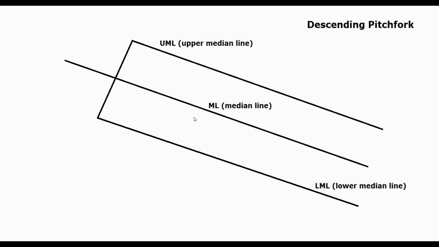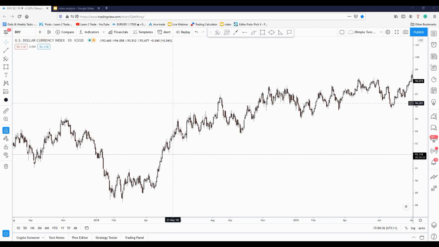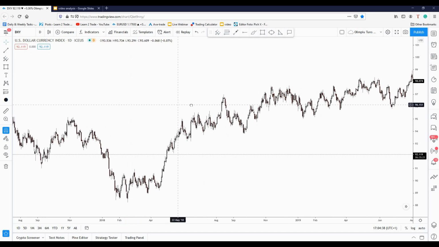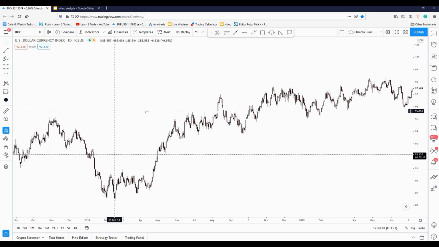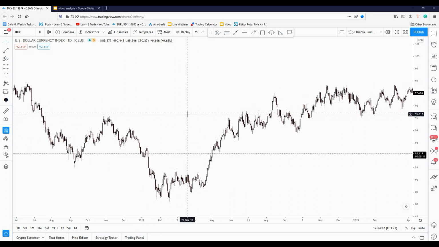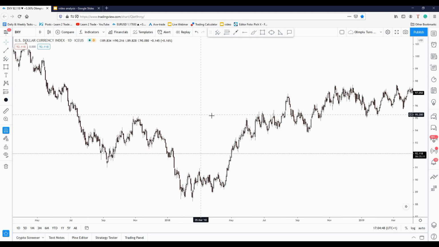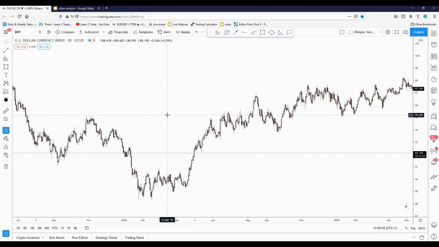Okay, let's continue, let's move forward and let's draw some pitchforks. Okay guys, let's take two examples here and let's talk about an ascending pitchfork and about a descending pitchfork, how to draw it and how to identify trading opportunities. Okay, so we'll use the TradingView platform for this tutorial.